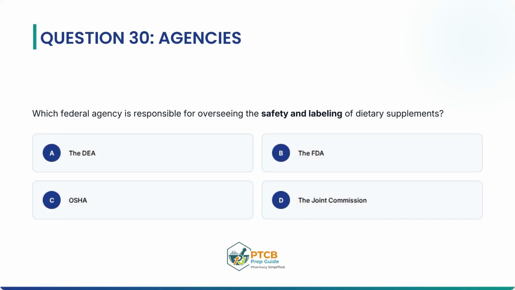And finally, question number 30. Which federal agency is responsible for overseeing the safety and labeling of dietary supplements? Option A, the DEA. Option B, the FDA. Option C, OSHA. Or option D, the Joint Commission.